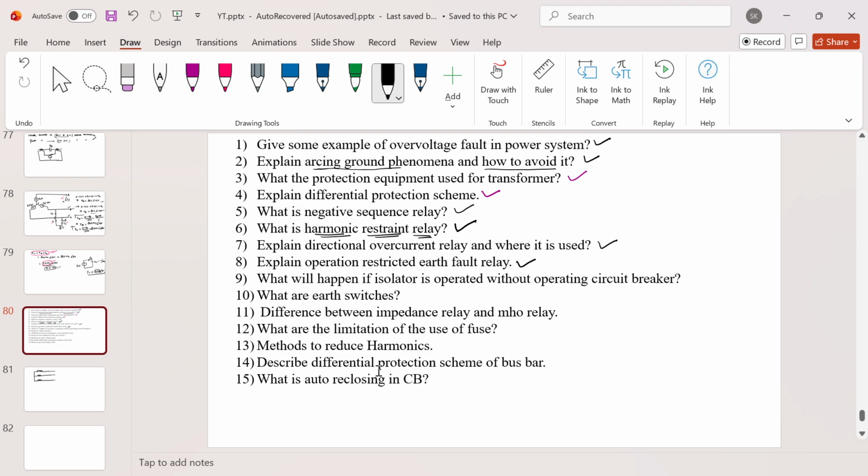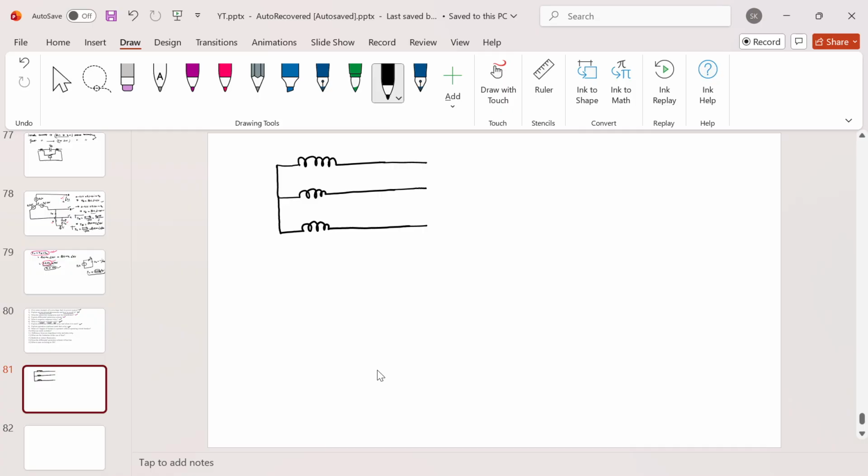Let me consider the alternator first. Let's say this is your alternator, and this is the neutral point of the alternator. The neutral point of an alternator is grounded through a resistance. We use resistance grounding in the case of alternators, and there is a reason for that. This resistance grounding improves the stability of the system, and it also limits the fault current if there is any single line to ground fault.